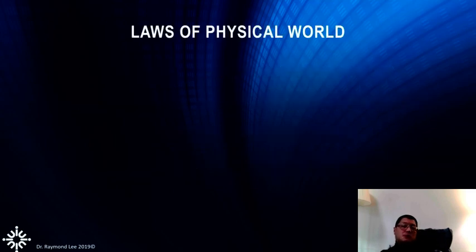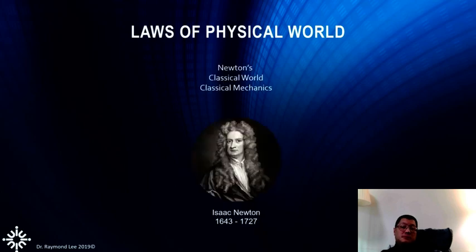So the laws of the physical world. We are talking about the first chapters. The first scientist who reshaped the whole world, Isaac Newton, born in 1642. During his life, he invented many things, of course. First, Newton's laws of motion: the first law, second law, and third law. And also optics, and also calculus, three important cornerstones.